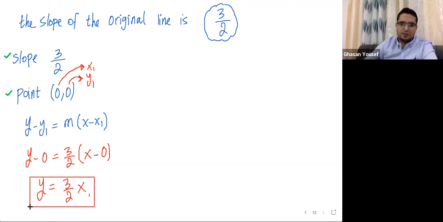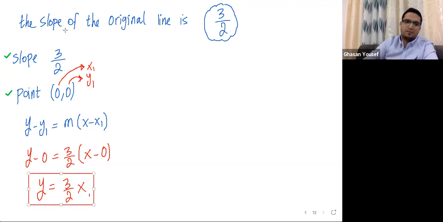Any question for this one? Any question for this example?